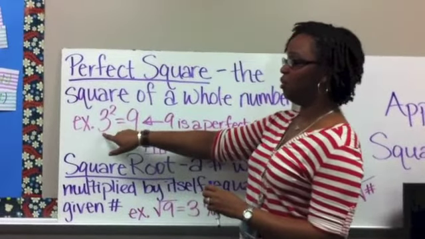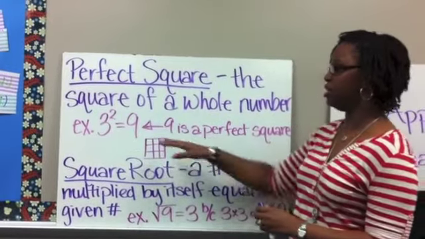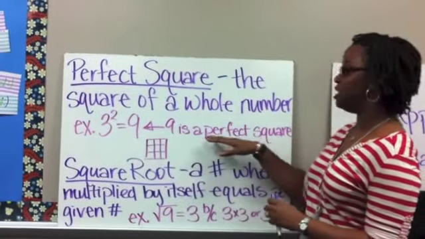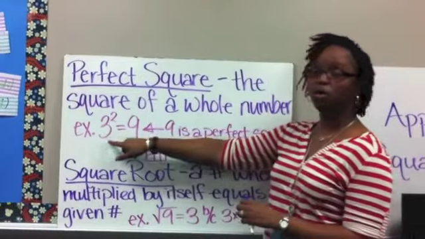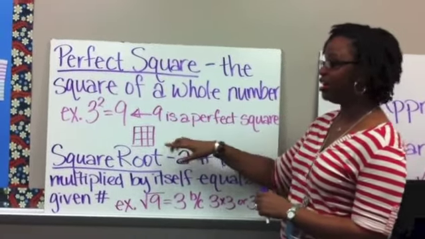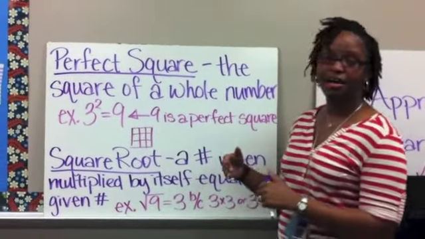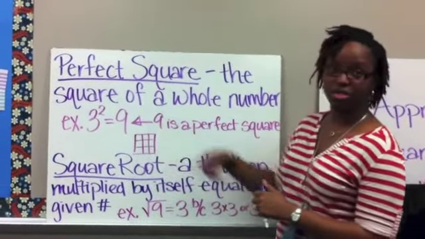And so the whole number here is 3. 3 squared, meaning 3 times 3, gives us 9. And so 9 is the perfect square because it's a whole number that has been squared. We can also model this by drawing a square that has an area of 9. There's 9 little squares there because it's a 3 by 3 square.